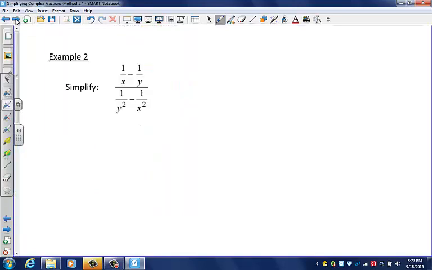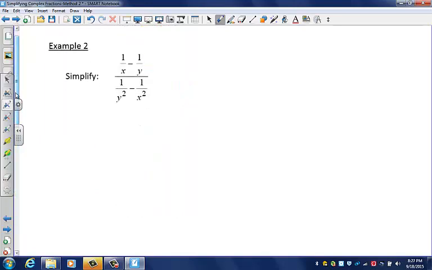All right, let's do the second example. Notice that in my complex fraction in the numerator, I have 2 fractions. In the denominator, I have 2 fractions. Okay? So ultimately, I have 4 fractions. So what we need to come up with is the least common denominator of all 4 of those.